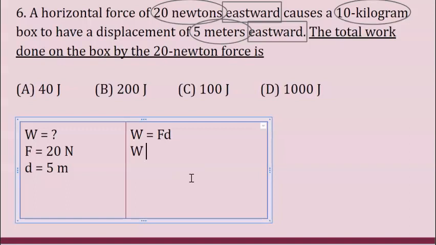So I'm just looking at 20 newtons times 5 meters, and that's 100 joules.